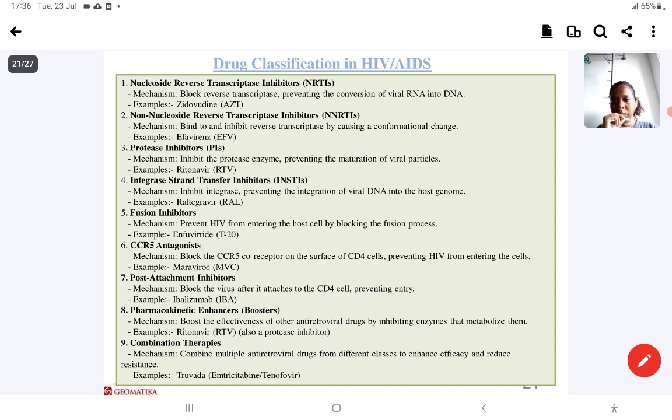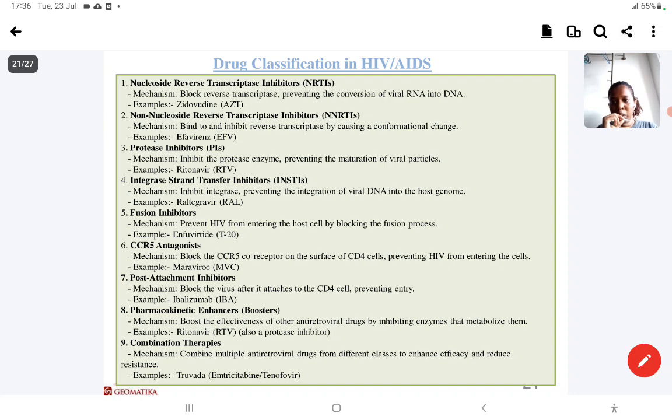And the CCR5 antagonist. So the mechanism is that it blocks the CCR5 co-receptor on the surface of the CD4 cell and prevents HIV from entering the cell. The example can be maraviroc. So the last one will be the post-attachment inhibitor. The mechanism is that it blocks the virus after attachment to the CD4 cell and prevents entry.